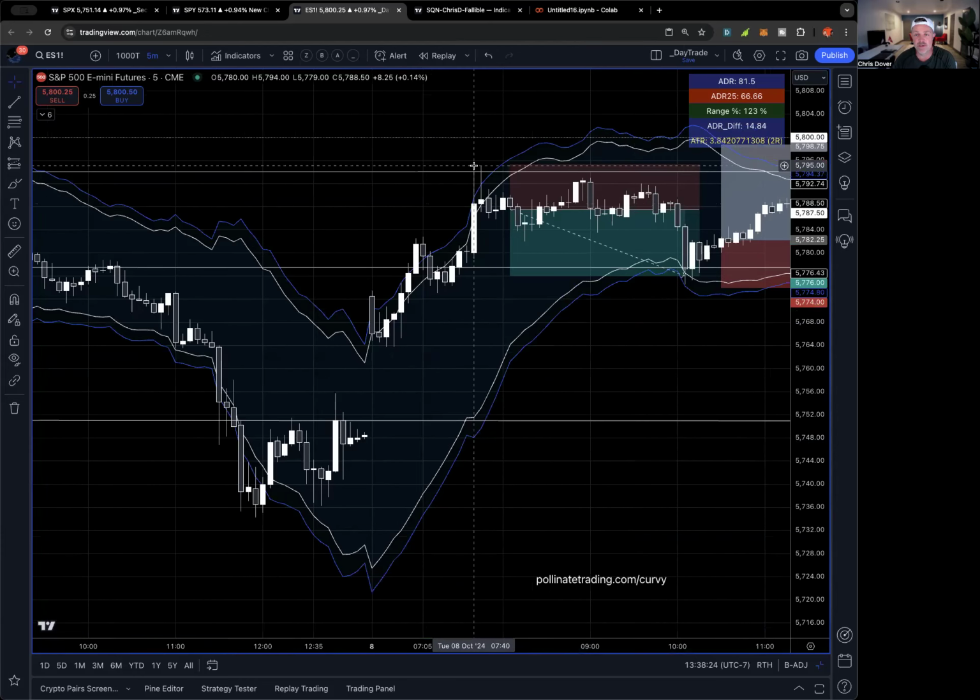For me, it doesn't take a whole lot to look. You see these big wicks up here. That means price went up and then selling came in. Price goes up, selling comes in. So it's probably profit taking and short sellers, traders. So this is actually very, very key.